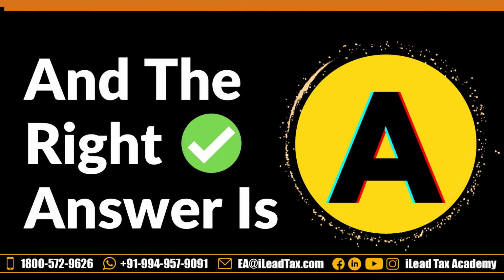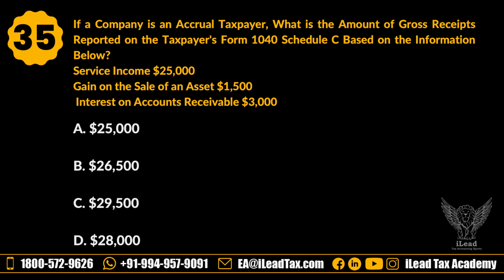Let's see why it is A. Here service income is business income, so it must be reported in Schedule C, 25,000. Gain on sale of an asset is a capital gain, so it must be reported on Schedule D, not includable in Schedule C. And interest on accounts receivable is 3,000, so it must be reported on 1099-INT. So the only income which must be reported on Schedule C is A, 25,000.